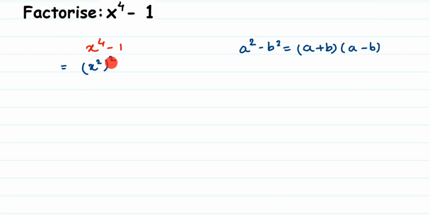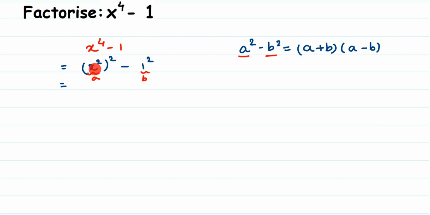And here we have minus 1. So 1 can be written as 1 square. 1 square is nothing but 1, right? So I am just writing this as 1 square. Now here we have to identify what is a and what is b. If you compare, here we have a square minus b square. Squares are there. So here your a will be x square and your b will be 1. That's it. In place of a you have to put x square. In place of b you have to put 1. It's like a square minus b square. So b will be 1, a will be x square.